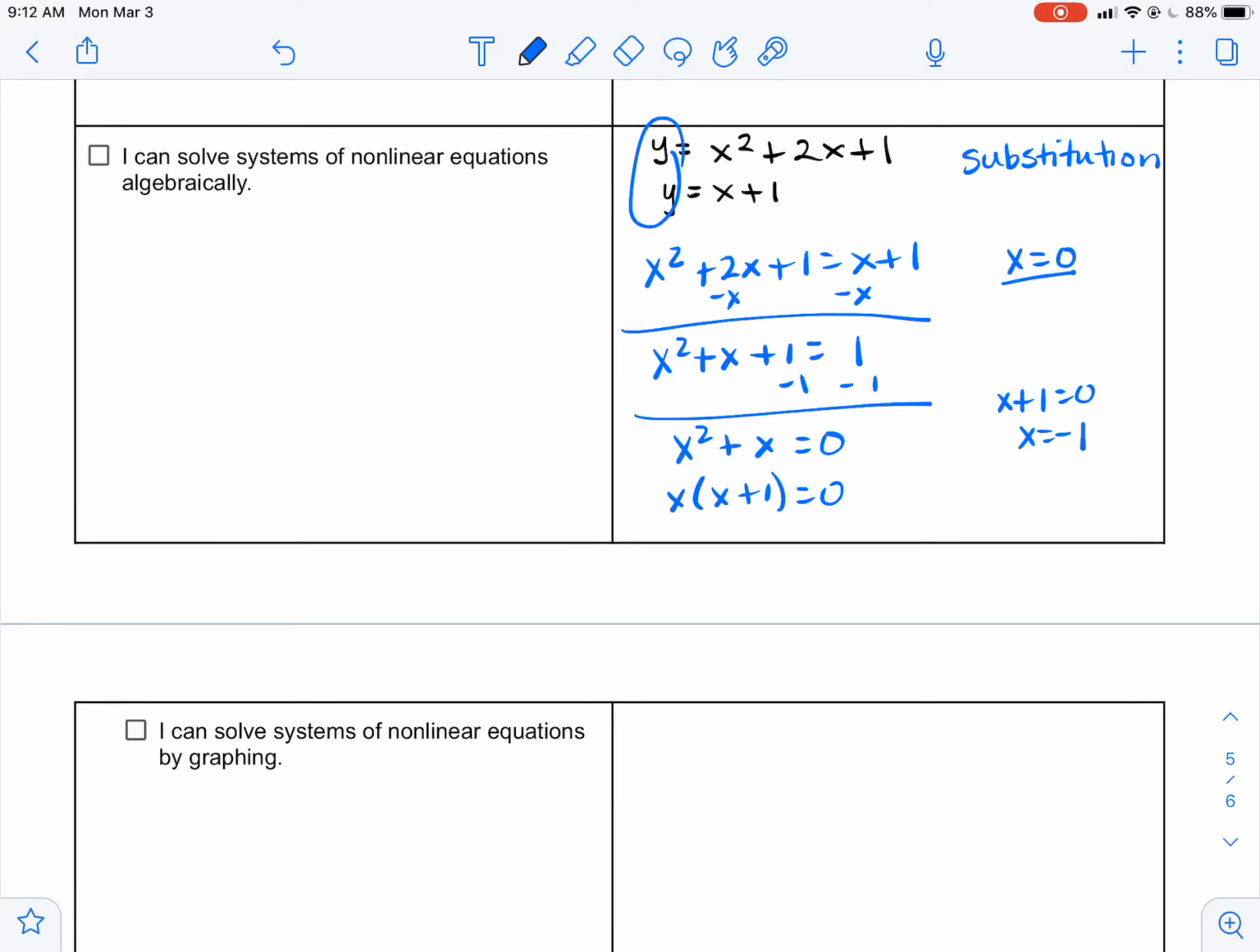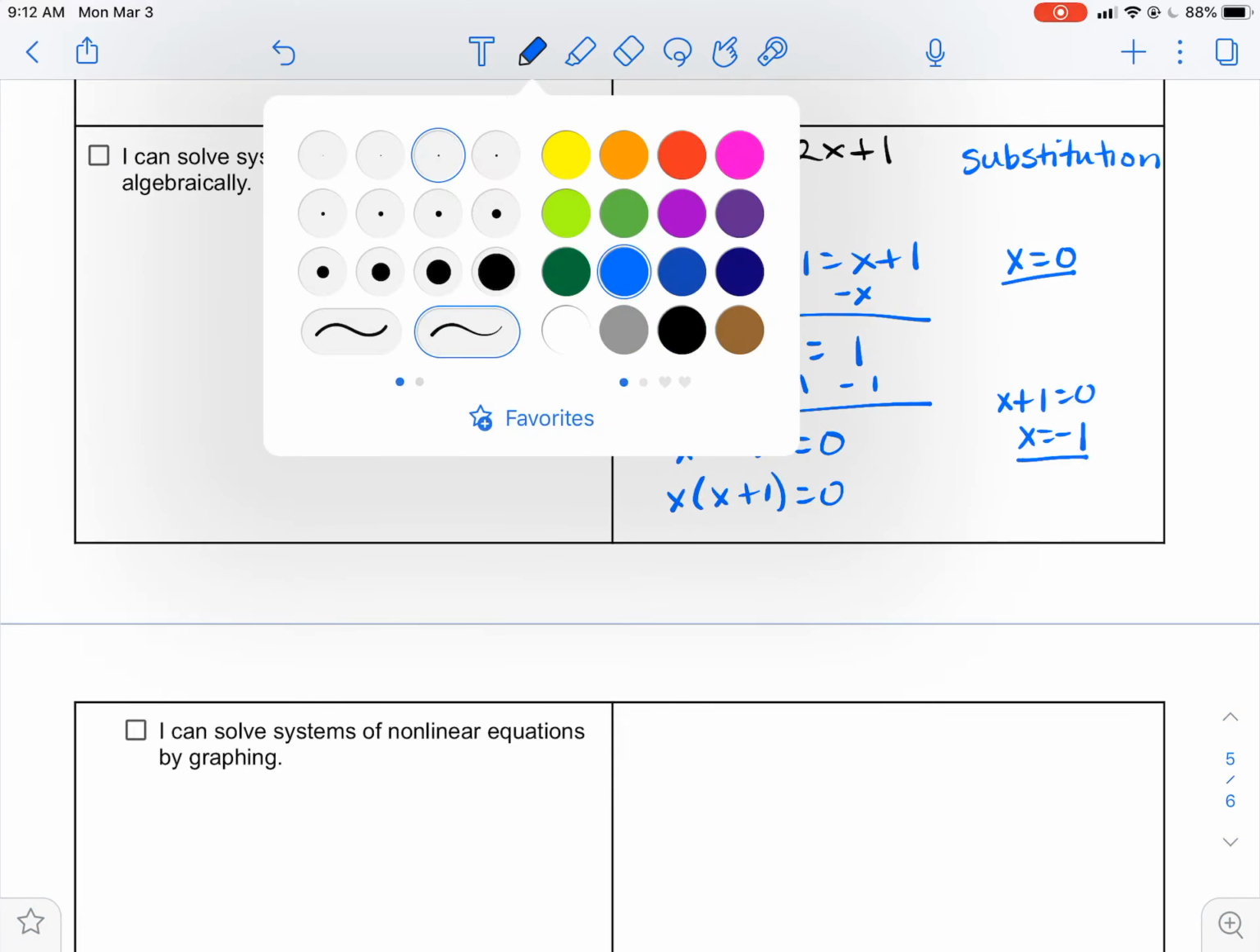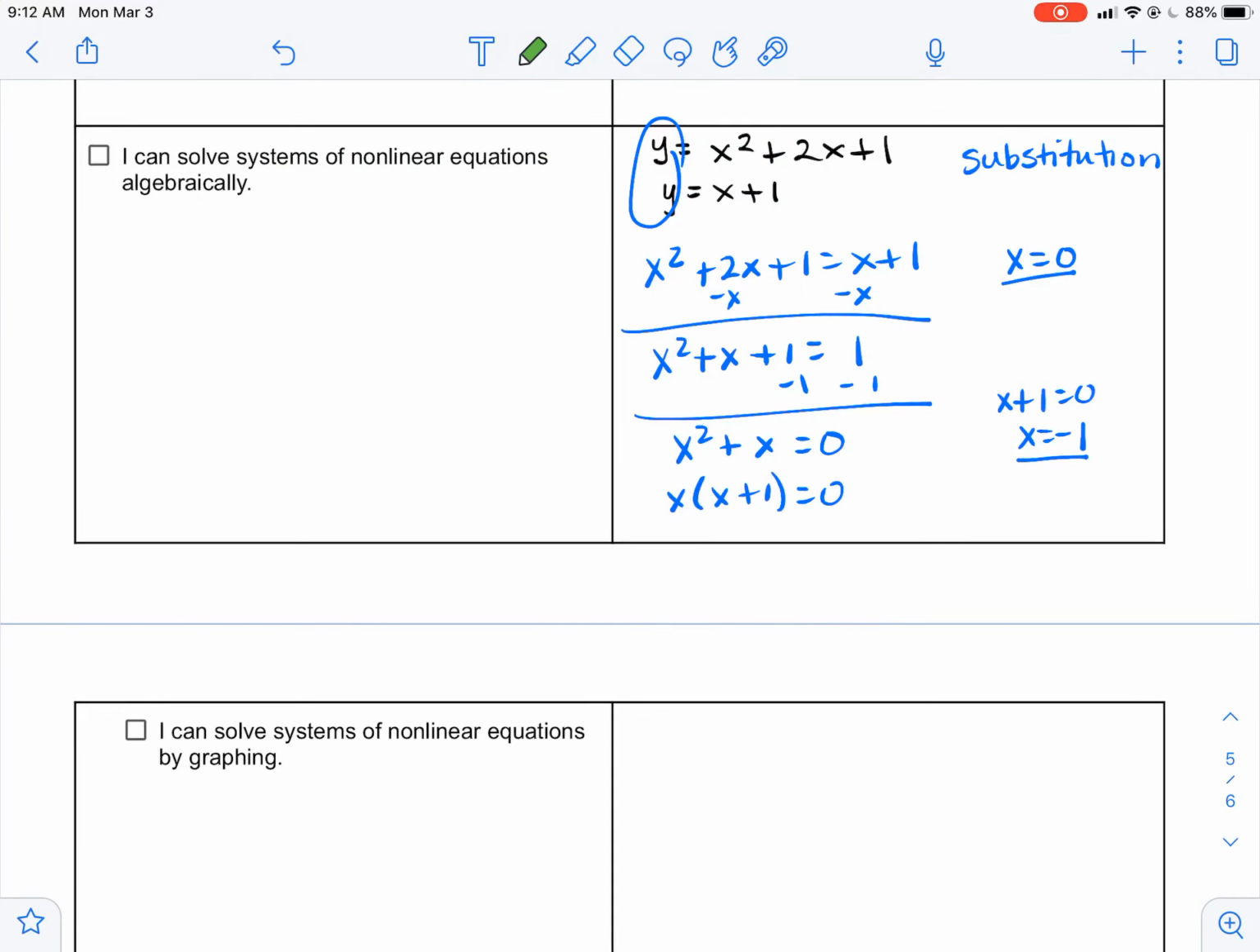Now don't forget, you're not done. Once you get to that point, you do need to go in and find your y value. So in this case, I'm going to put it into my line. So y is 1, and my point would be 0, 1. And again, I'm going to put it into my second equation, so y is 0. So in this case, my point would be negative 1, 0. And so that would be my answer.